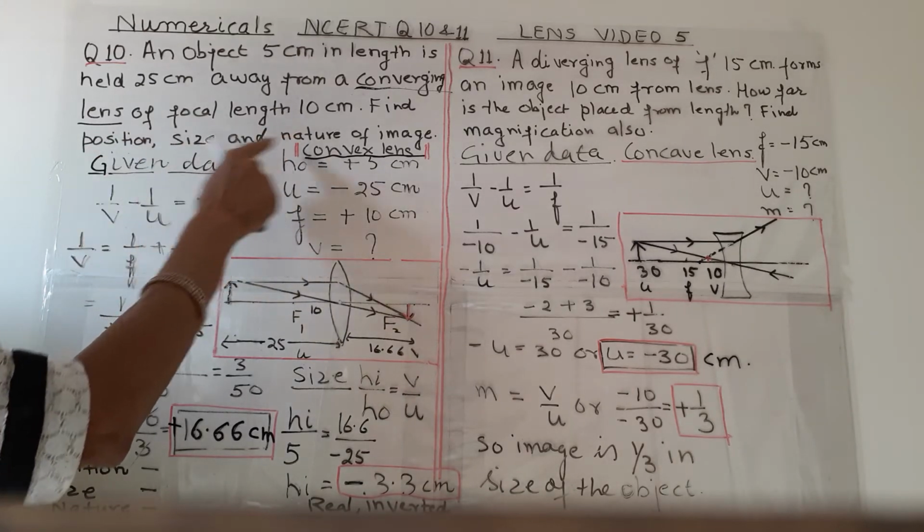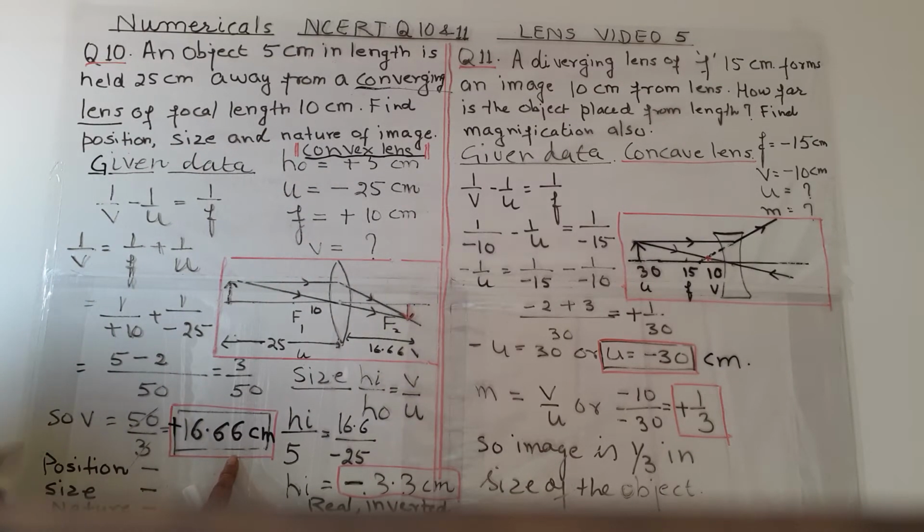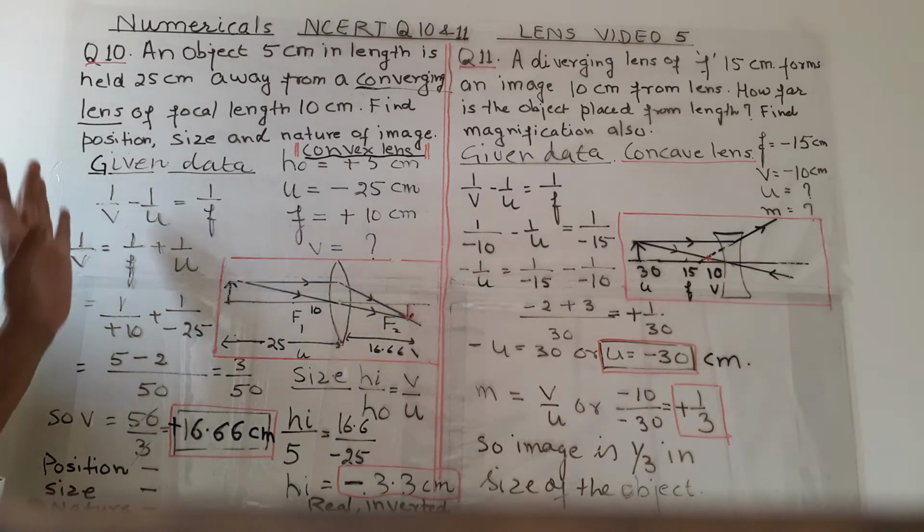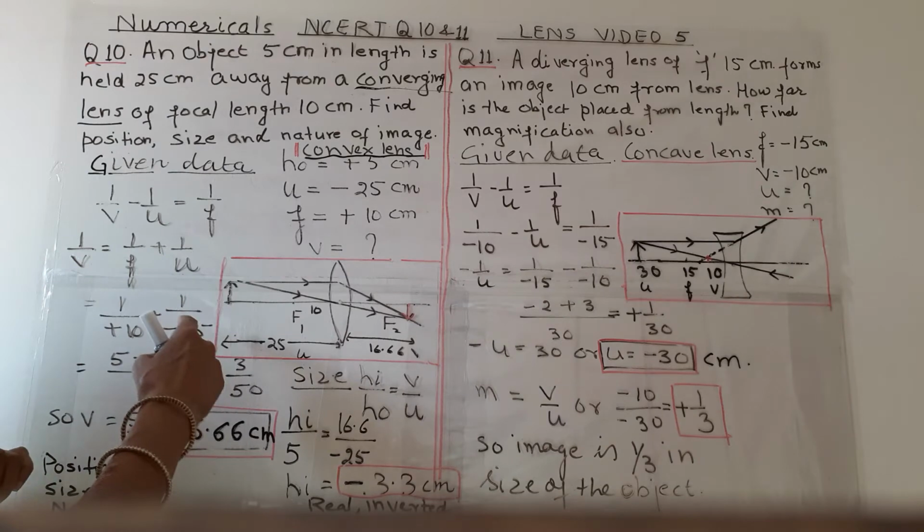Find position, size and nature. Position 16.6 centimeters away from the optical center. Size, it is 3.3 centimeters, that is smaller than the object, and nature is real and inverted. We can find the nature with the help of this sign. If it is negative, then it is real and inverted, and if it is positive, then it will be virtual and erect. So I think you understand this numerical and how to solve. Then we will draw a ray diagram.